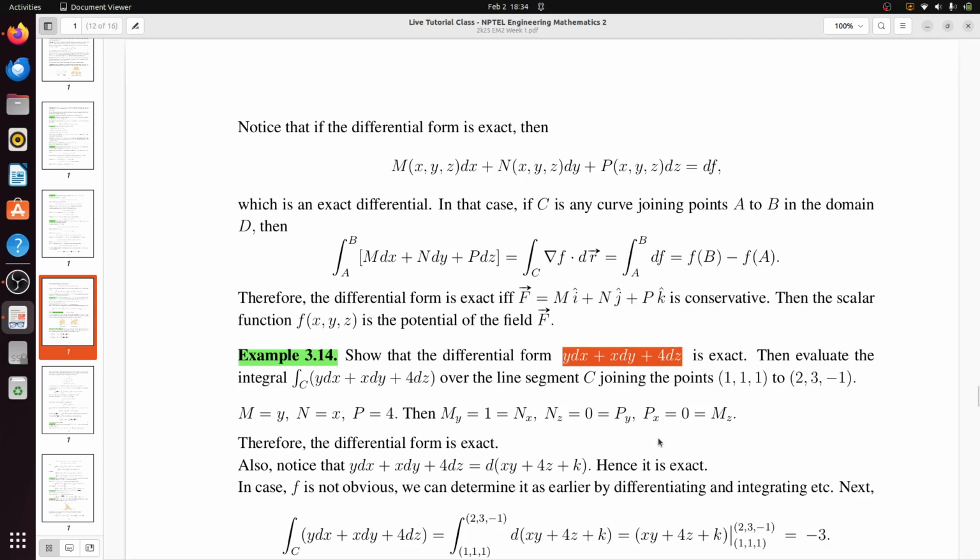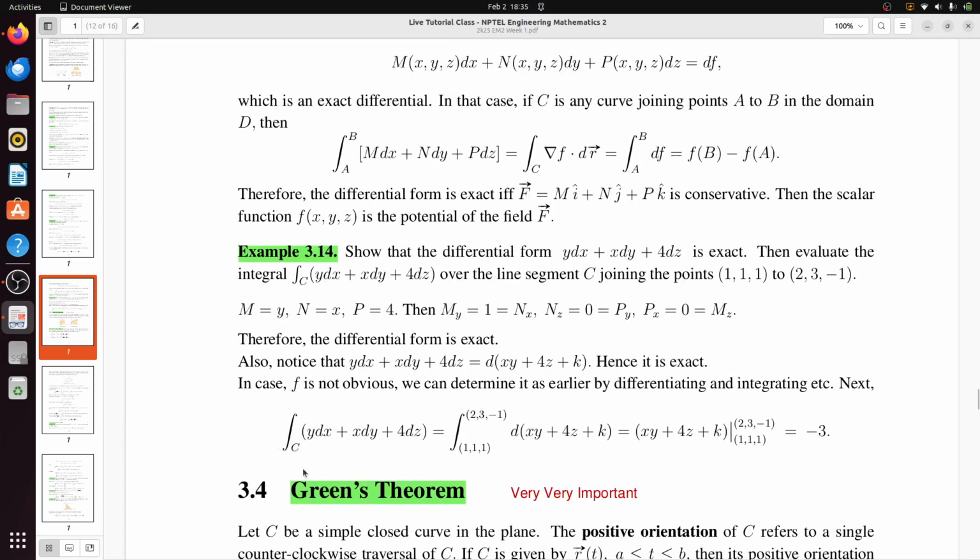The proof: from y dx plus x dy, you can write it as d of (x y), and 4 dz you can write as d of 4z. So that means the scalar potential is xy plus 4z. There is a constant, does it have any role? No role. So this integration of y dx plus x dy plus 4 dz from the point (1,1,1) to (2,3,-1).